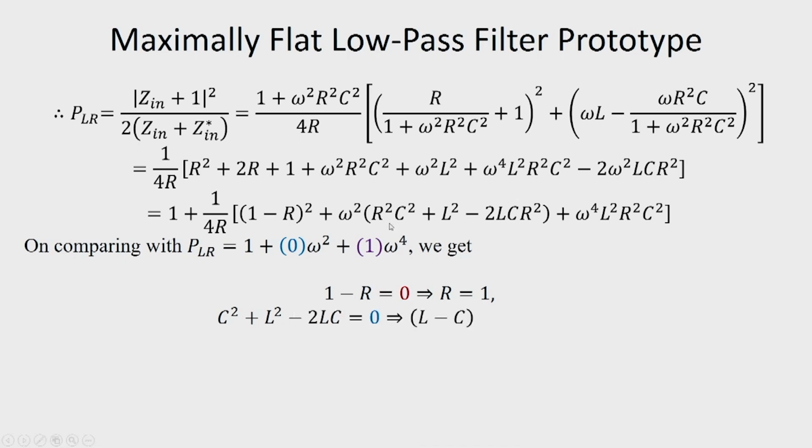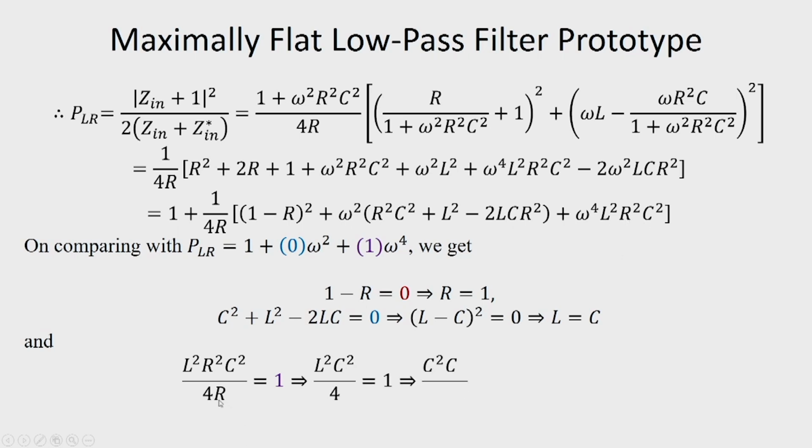The other term, when R equal to 1, we get C square plus L square minus 2 L C equal to 0, and therefore, L minus C whole square becomes 0, which implies L equal to C. The last term L square R square C square by 4 R, this becomes 1, and since R is equal to 1, we get L square C square by 4 equal to 1, and we have seen L equal to C. So, we can solve for L equal to C equal to root 2.